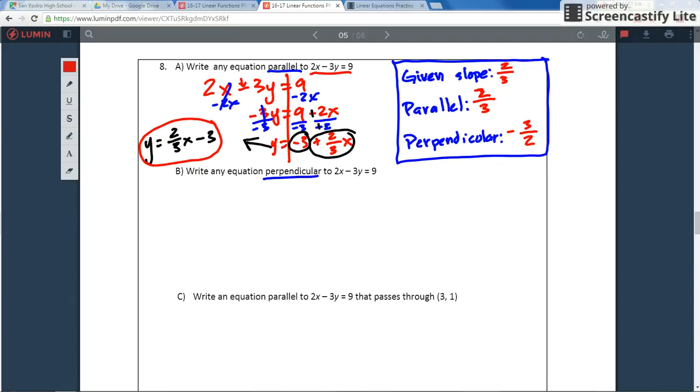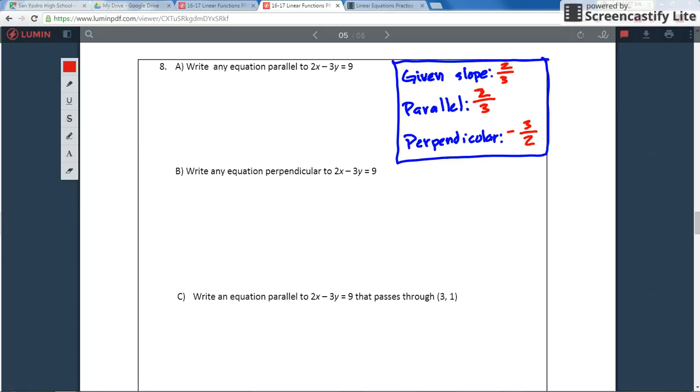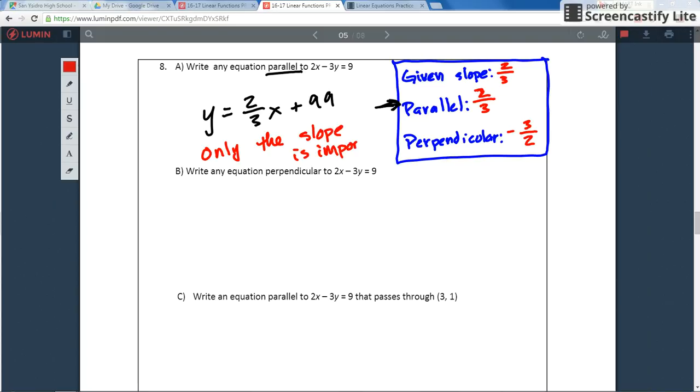All right, so I'm going to erase some of this stuff because I'm running out of space. So here we go. We need to write an equation parallel to this one, which means we're going to use this slope. So y equals parallel's 2/3 x. And what we remember is that it has to have the same slope, but it cannot have the same y-intercept. So let's just pick a random y-intercept. How about 99? There we go. Doesn't matter. It's only the slope. Only the slope is important. Whenever you're doing parallel and perpendicular, the slope is the most important thing.